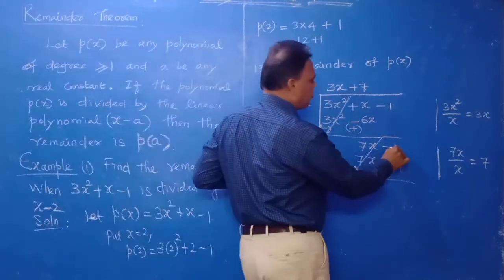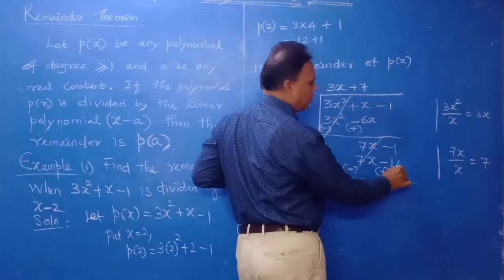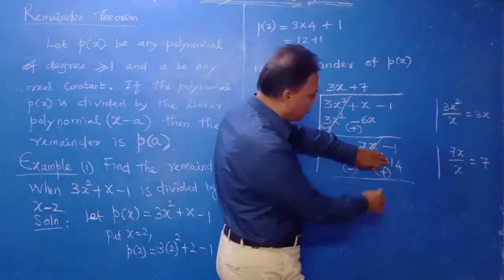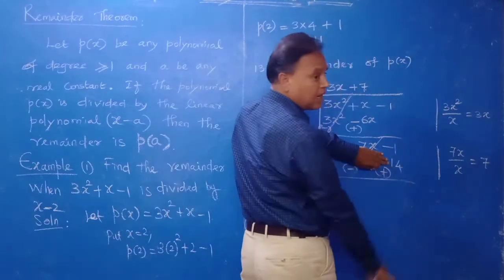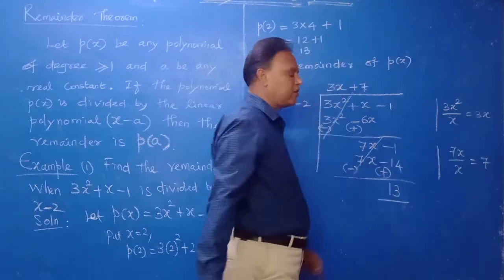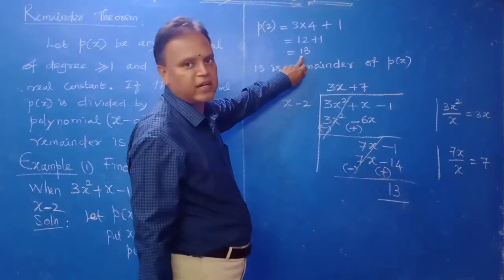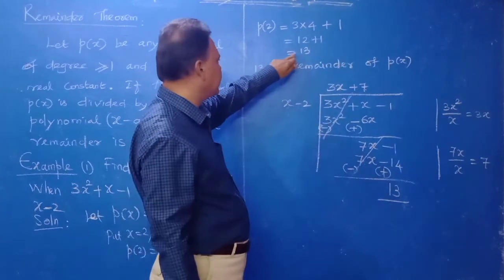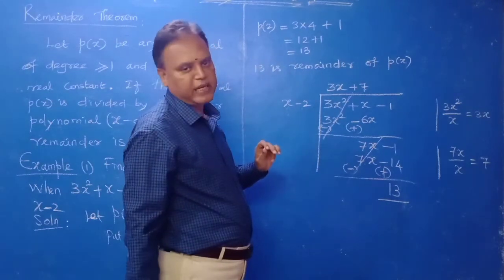Now minus 1 plus 14. Only the new sign you have to take. This sign you have to ignore. Clear? You have to take the new sign. Minus 1 plus 14, how much? 13. So this is the remainder, you see, remainder 13 you are getting. Clear? So the ordinary long division method will also give 13 as the remainder.